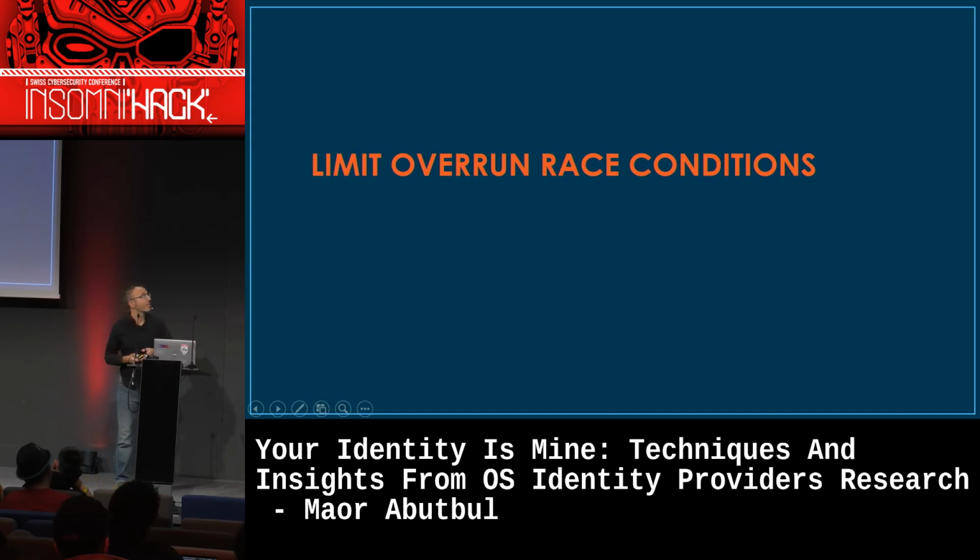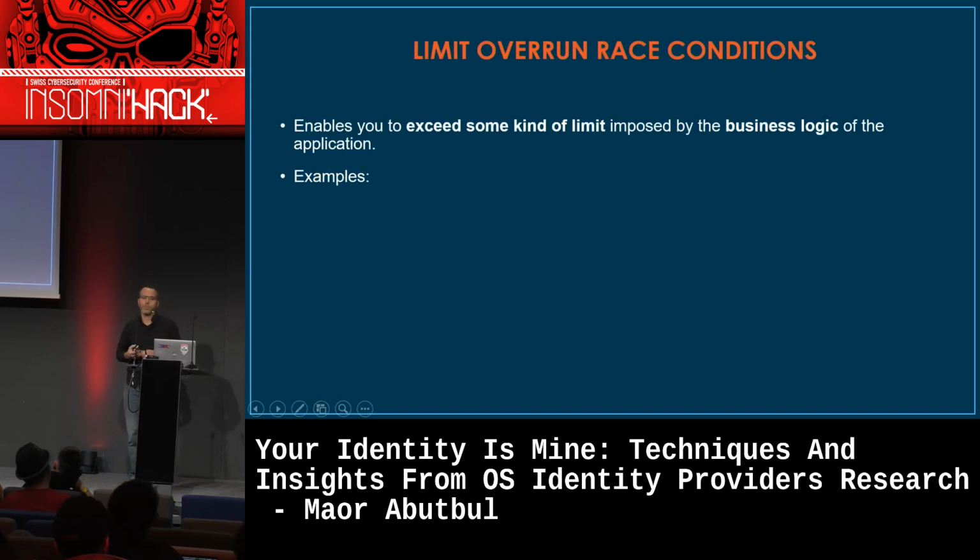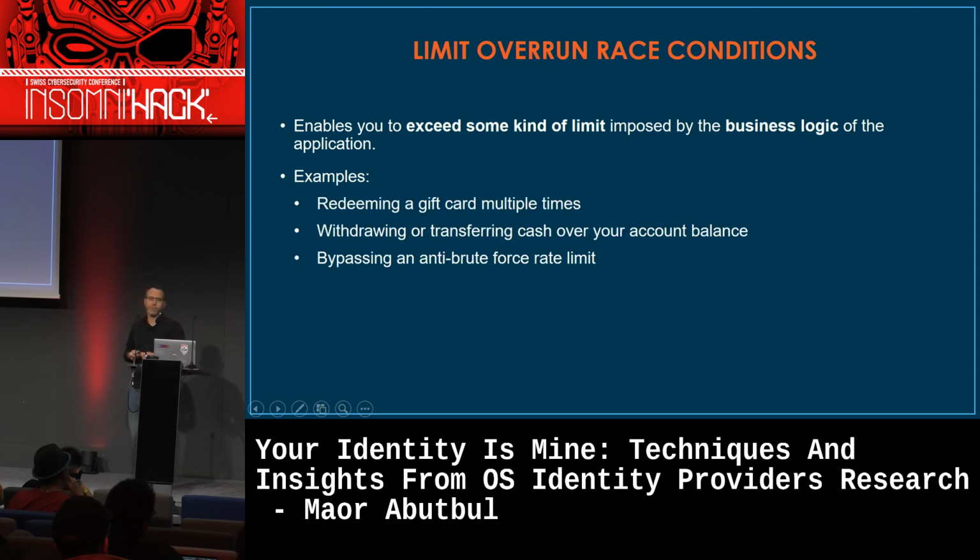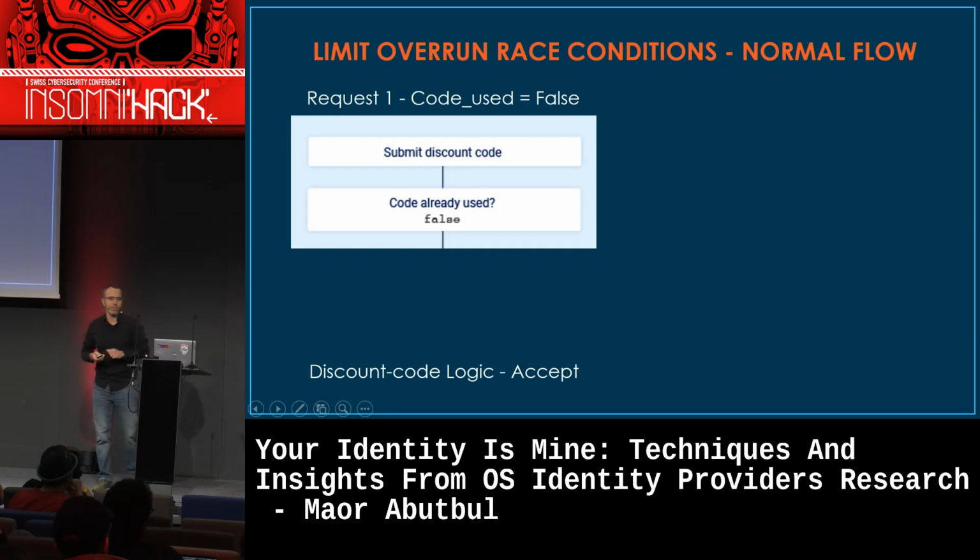Limit overrun race conditions. The most well-known type of web race conditions. It enables you to exceed some kind of limit imposed by the business logic of the application. Examples will be redeeming a gift card multiple times, or withdrawing or transferring cash over your balance. We'll start with an example logic. This is our example logic.